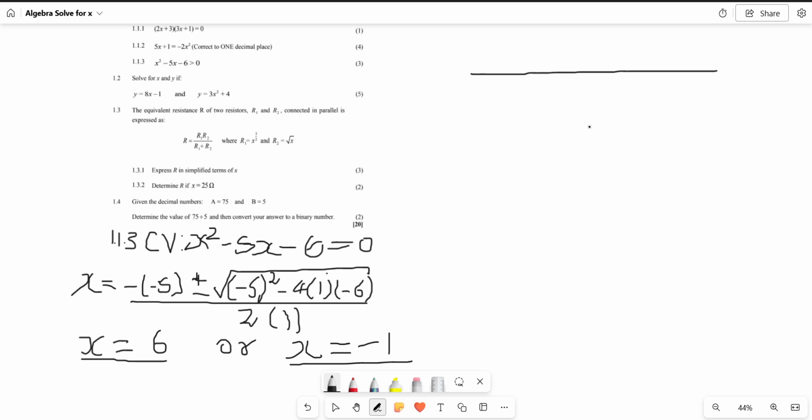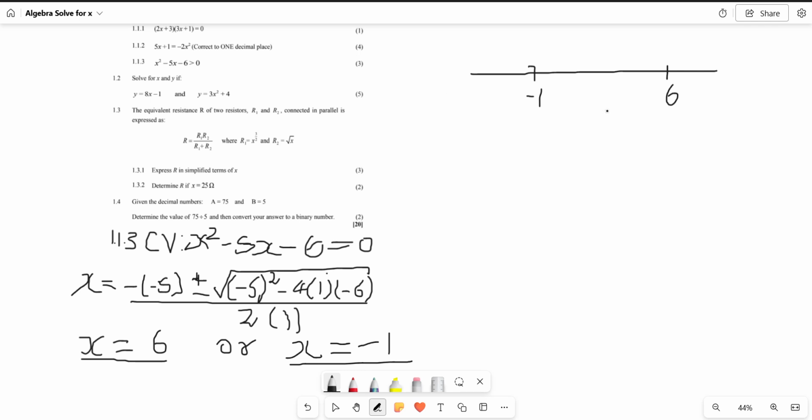Then we are going to start with the smallest critical value. We are going to indicate the smallest critical value on the number line. The critical value with the negative is the smallest, so we are going to put a negative 1 here. Then the second critical value will be a bigger critical value, in this case 6.